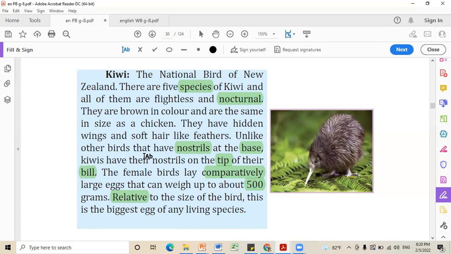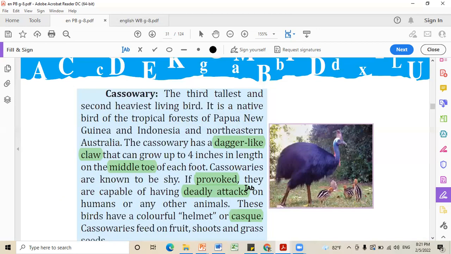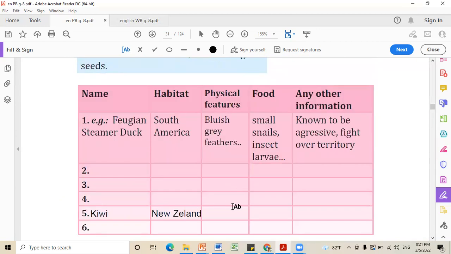Yes, teacher. They have hidden wings and soft hair like feathers. Yes, very good. So they have hidden wings and soft hair like feathers, right? And also we can say that they have their nostrils on the tip of their bill, right? So that is also a physical feature. So these are the physical features of this animal.